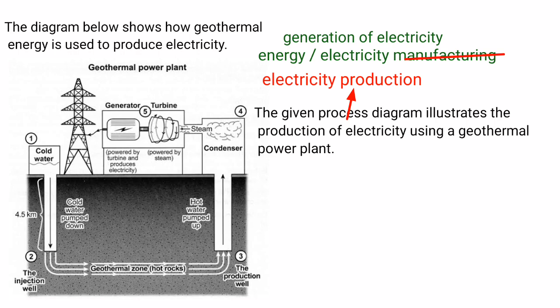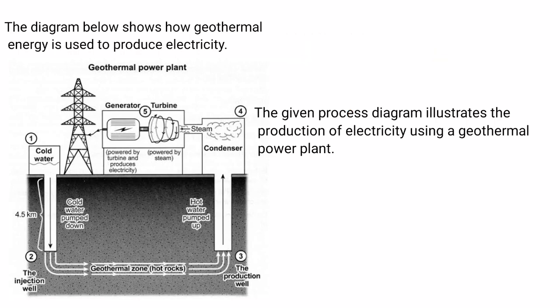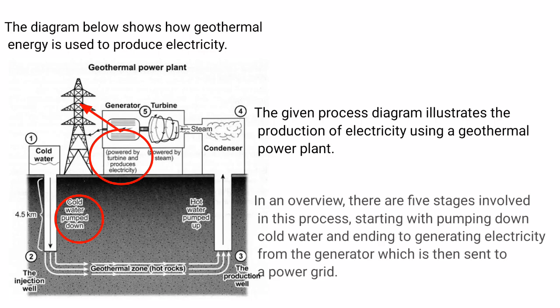Now come to its overview. This diagram is already showing its stages numbered at 5, and its first action is "cold water pumped down", right? And its last action is "produces electricity which is sent to a power grid". So here is the overview: there are 5 stages involved in this process, starting with pumping down cold water and ending with generating electricity from the generator, which is then sent to a power grid.